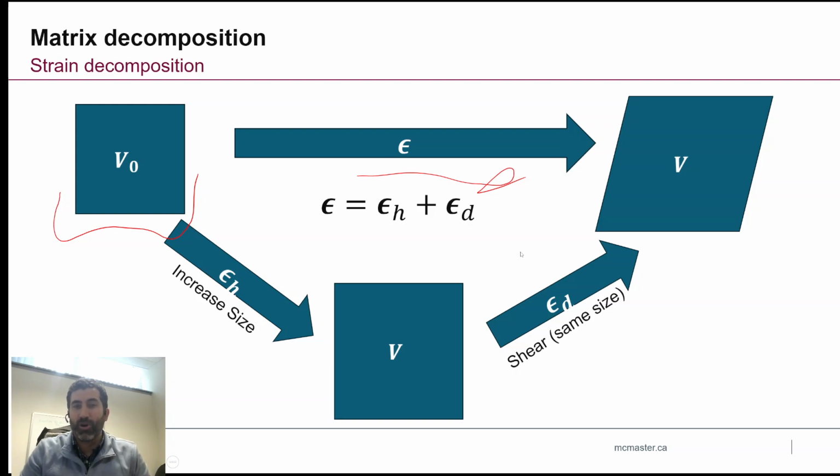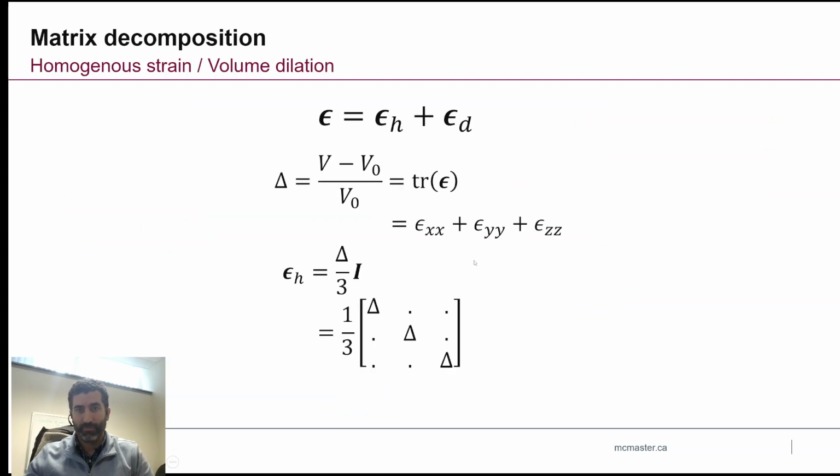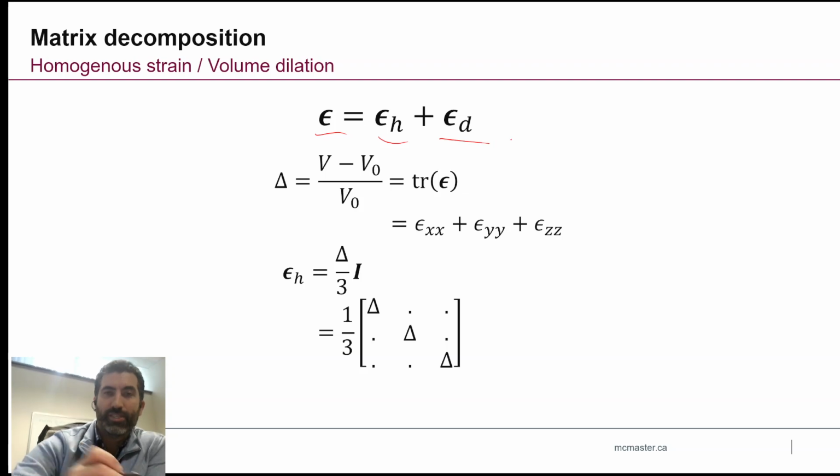In linear, small, infinitesimal elasticity, it turns out that these transformations are additive. You can actually do one plus the effect of the other one. In finite strain and large deformation calculations, they're not additive. They have to be multiplicatively decomposed. Let's look at some of the mathematics here. We've got epsilon is the sum of these two terms.